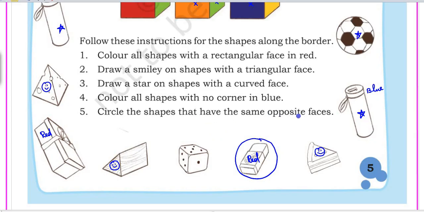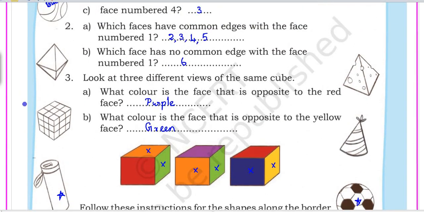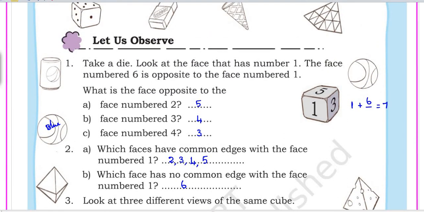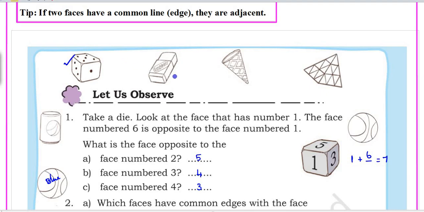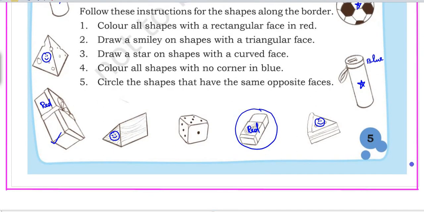The same way, this also we have to circle, and here also, because these have the same opposite faces. Here top and bottom are opposite, and here is a cube, so we have to circle it. This also is a cube with opposite faces the same, and this also, so we have to circle. Okay, hope everything is clear.